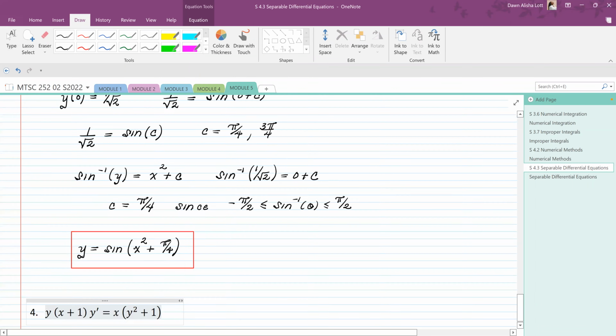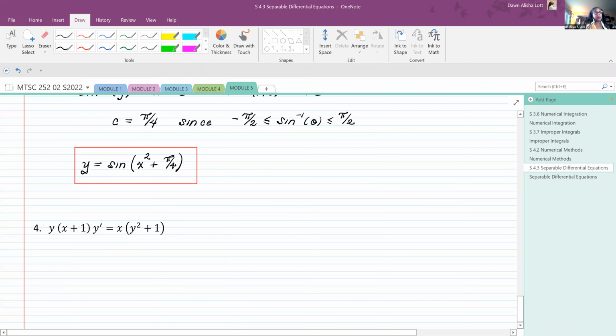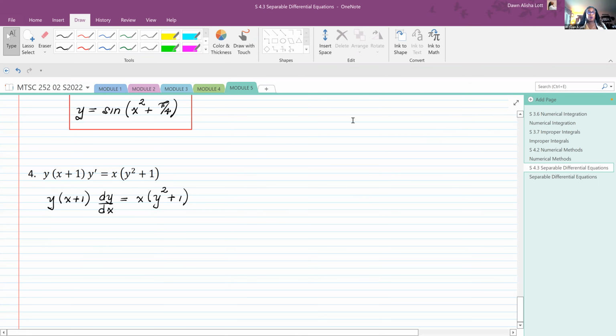All right, so this next problem is not in the form that we've been looking at. This next one looks like, wow, what do I do with that? Okay, so let's go through it. So we have y times x plus 1. And then y prime, I'm now going to write it as dy dx so I can see the differentials, is x times y squared plus 1. Okay, so I am going to take roll while you guys put that in the right form.